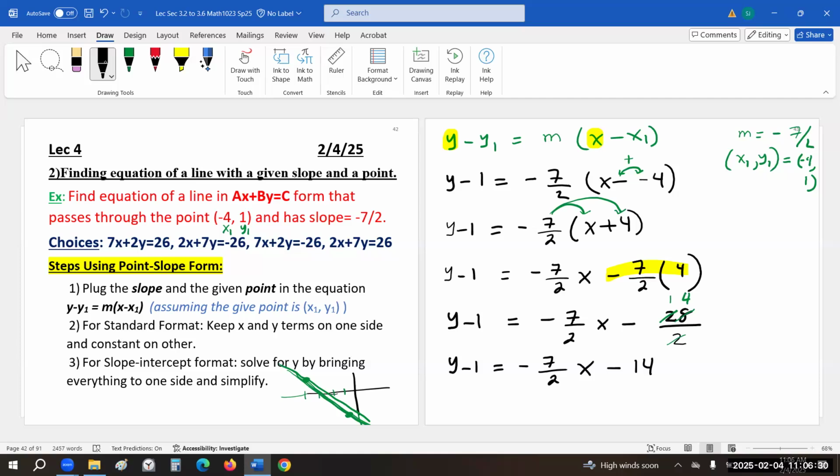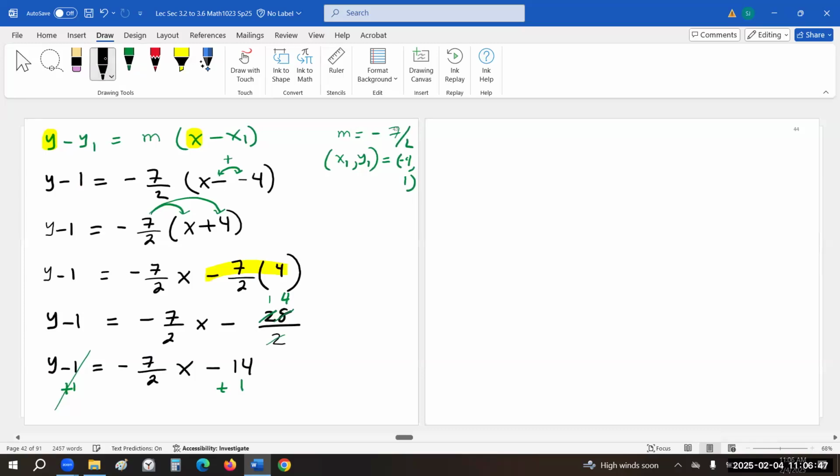What do you think our next step is? There are many ways you can do the next step. Go ahead. Since our 14 is a whole number, we can actually add 1 here directly. So we have y equals negative 7/2 x, negative 14 plus 1, minus 13.